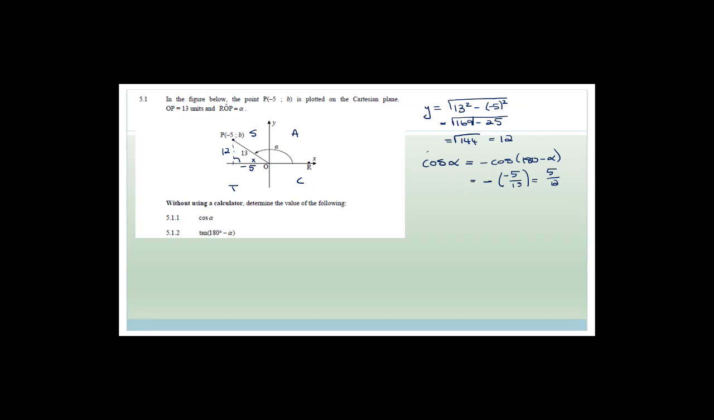which is just 5 over 12. There you go. Tan of 180 minus alpha is this angle here, so therefore that is going to be opposite over adjacent, which is 12 over negative 5, which is negative 12 over 5. There we go. Not too bad, hey?